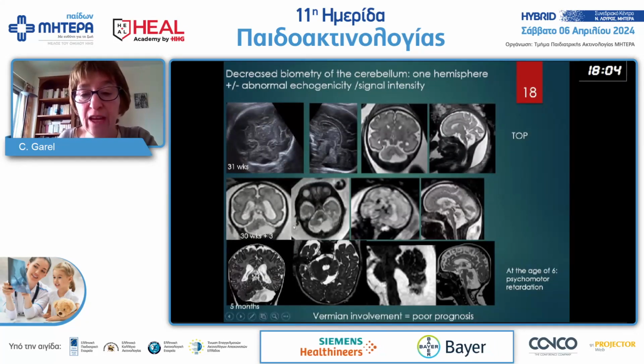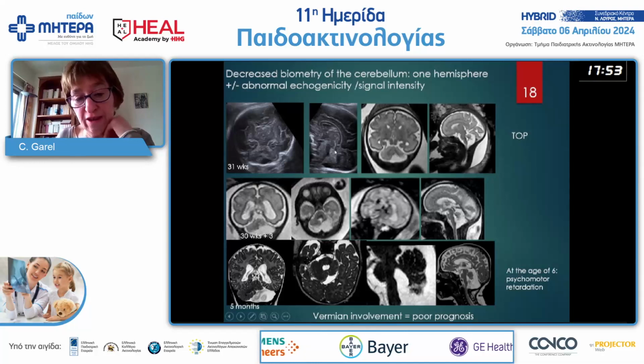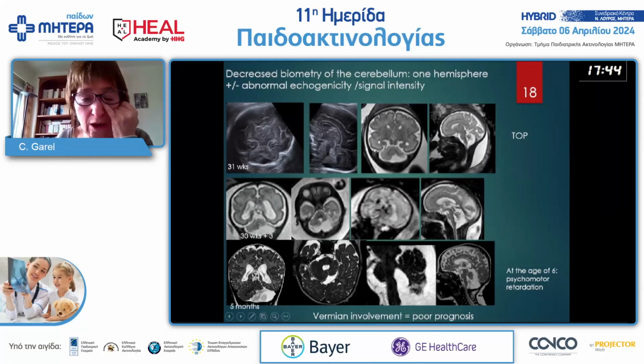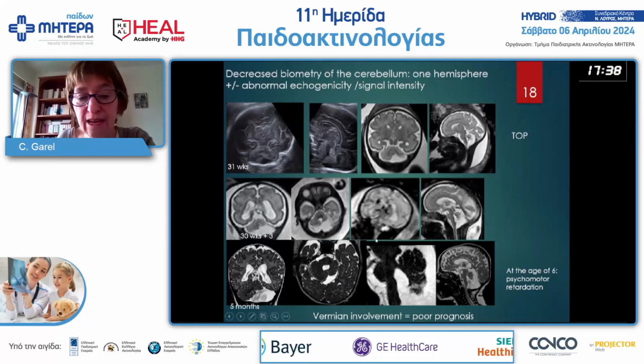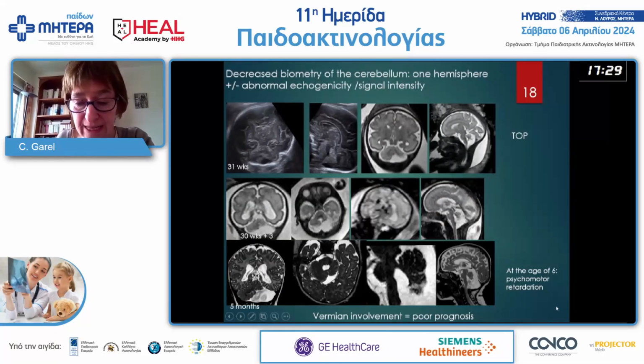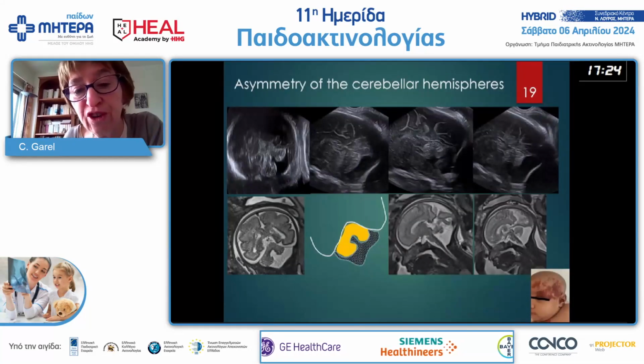Conversely, if the vermis is involved it is usually the result of an ischemic damage. If the vermis is injured, as in this case, the prognosis is very poor. The parents of this fetus elected to terminate the pregnancy. The parents of this other child decided to continue the pregnancy. You can see here that the vermis is completely abnormal, and this child at the age of 6 presents with a psychomotor retardation. So it is very important to check the vermis.